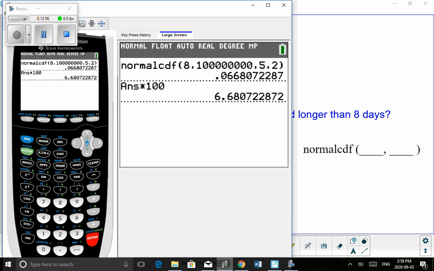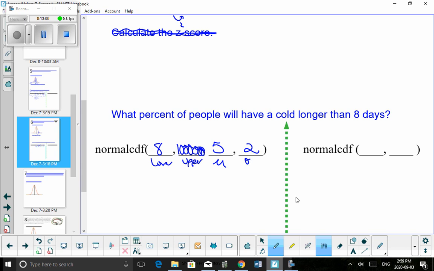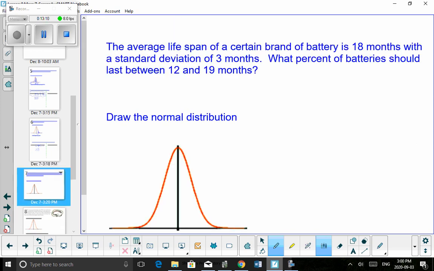So how many people will have a cold lasting longer than 8 days? 6.7%. 6.7% of the people will have colds that last longer than 8 days. Okay, let's do one more.